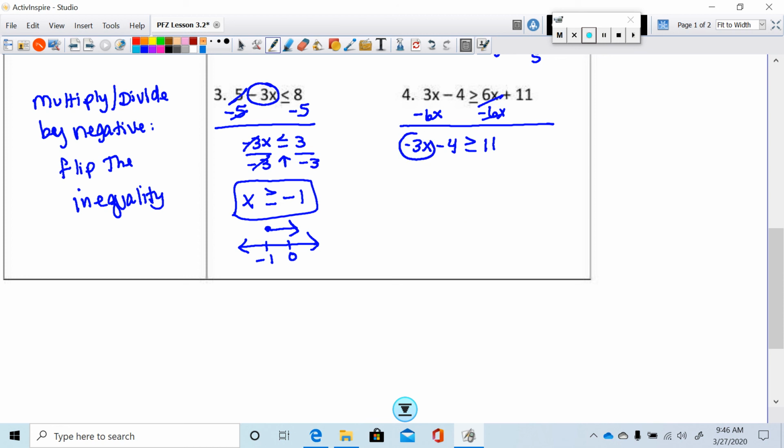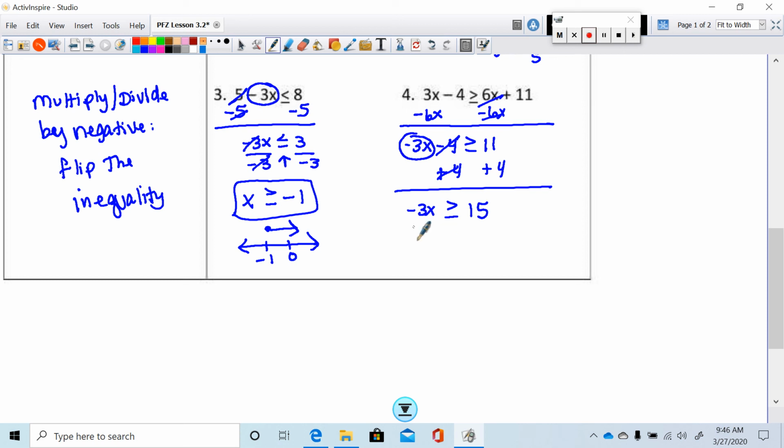Okay, I'm trying to solve for x, so I have to get rid of the negative 4. The opposite of negative 4 is positive 4. So I'm going to add 4 to both sides. Bring down the negative 3x. Opposites cancel. Is greater than or equal to 11 plus 4 is 15.